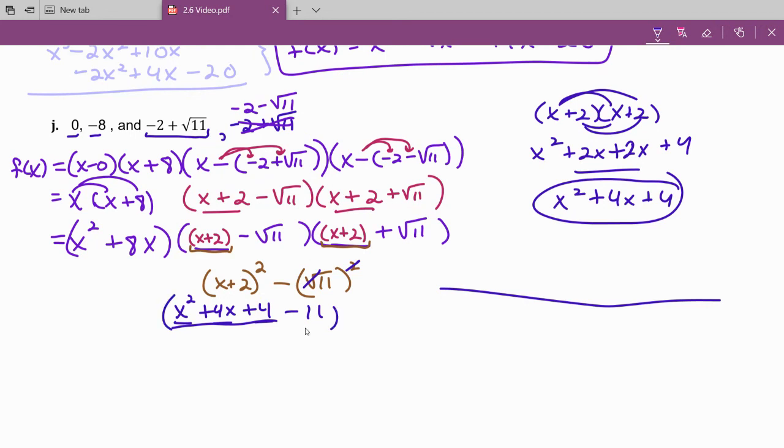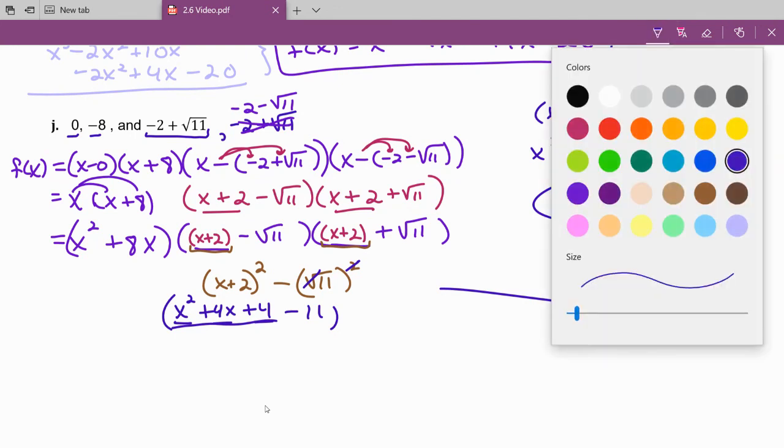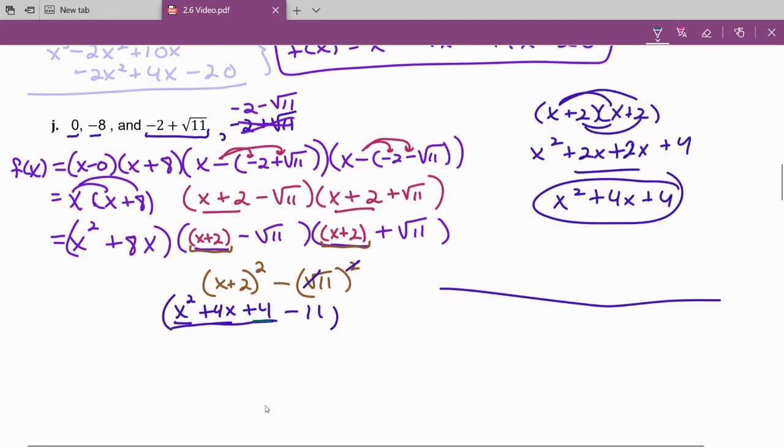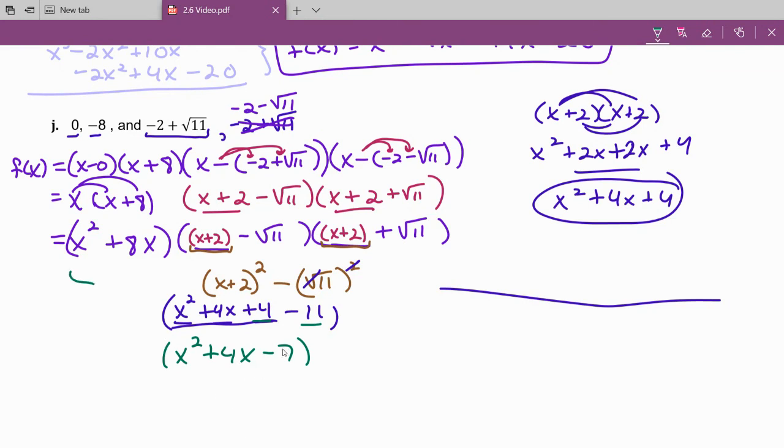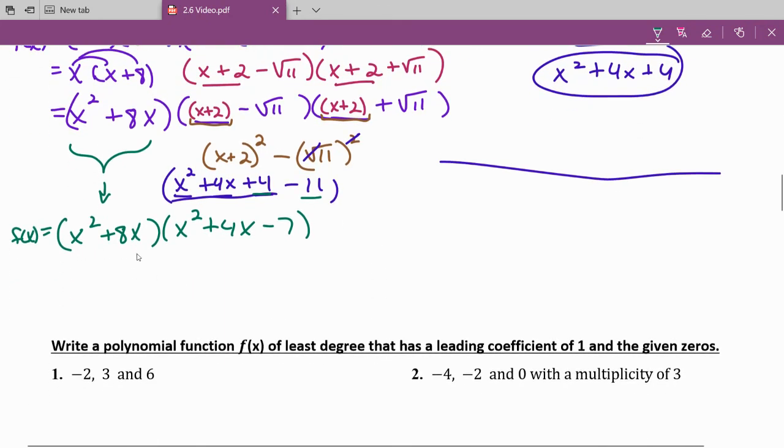All right, so almost ready to bring in this x squared plus 8x, but not quite. We have like terms going on here. We've got a 4 minus 11. So when I combine those like terms, I now have the trinomial x squared plus 4x minus 7. Now we're ready to bring down the x squared plus 8x. Also, don't forget your f of x equals. And now we have to multiply this binomial times this trinomial.